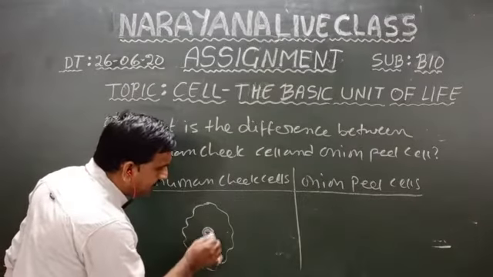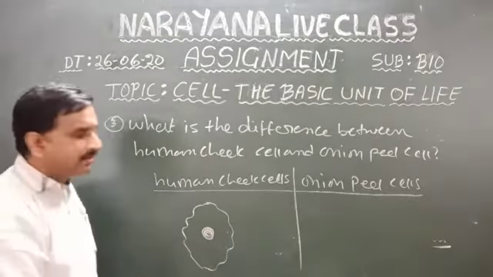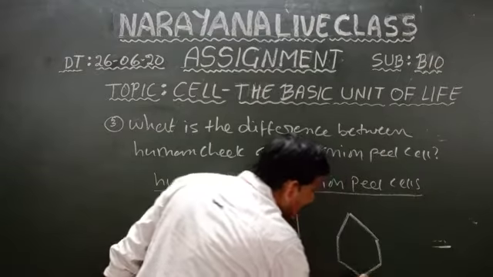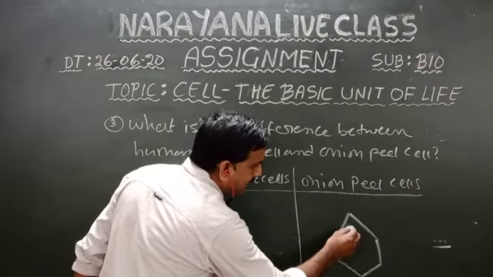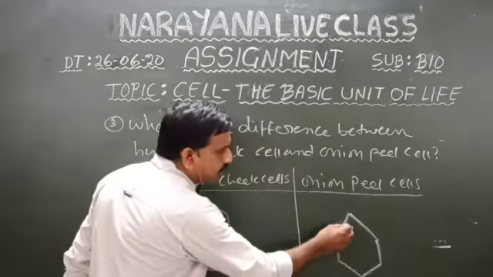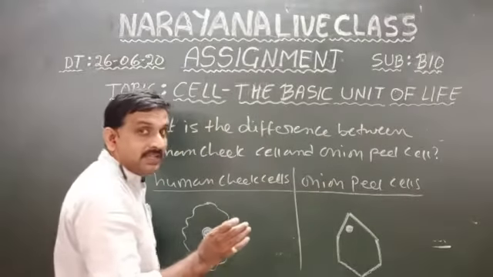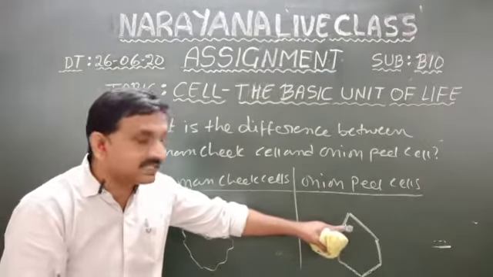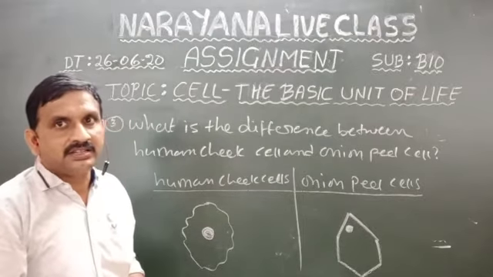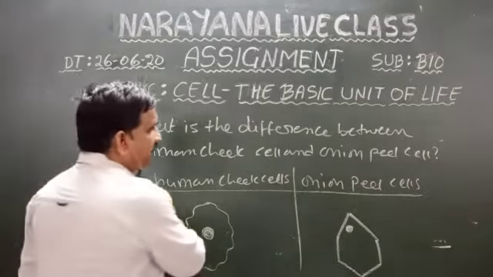One dense body that is called the nucleus. It is located at the center of the cell. But in an onion peel cell, that nucleus is located peripherally, towards the cell membrane. That means here the nucleus is located on one side of the cell. That is the main difference regarding the nucleus. Is it clear? These are the main differences between onion peel cell and human cheek cell.